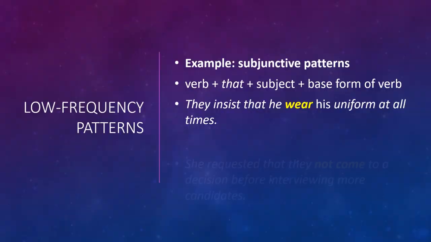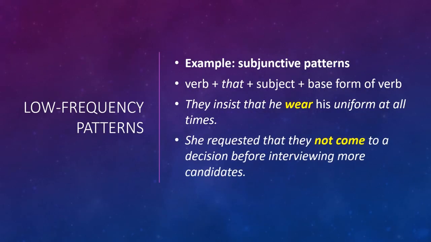She requested that they not come to a decision before interviewing more candidates. This example here shows the negative form, which again is simply the base form of the verb with not in front of it, without a do auxiliary. Now, this you will find in advanced level course books. This is the most common pattern that is taught. But that function of the subjunctive also is often found with a different set of forms.